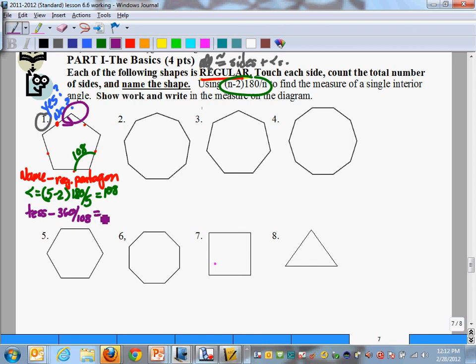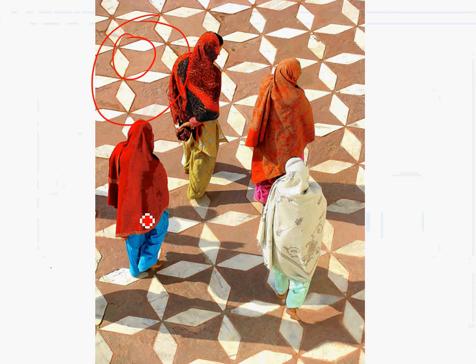You get 3.33 repeating, right? Is that a whole number? No. Guess what? Does it tessellate? The correct answer is no. A regular pentagon, if you try to make a paveway, these ladies are going to twist their ankles. You're going to end up with spaces between the bricks. A regular pentagon is going to create spaces between the bricks.